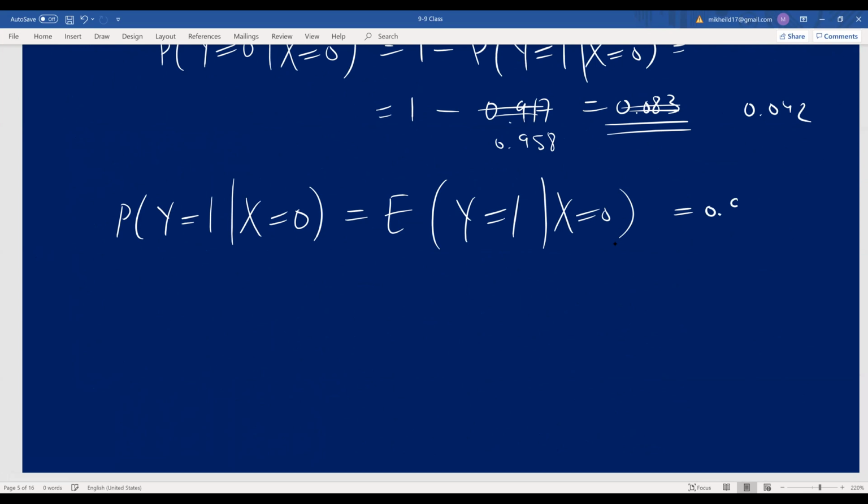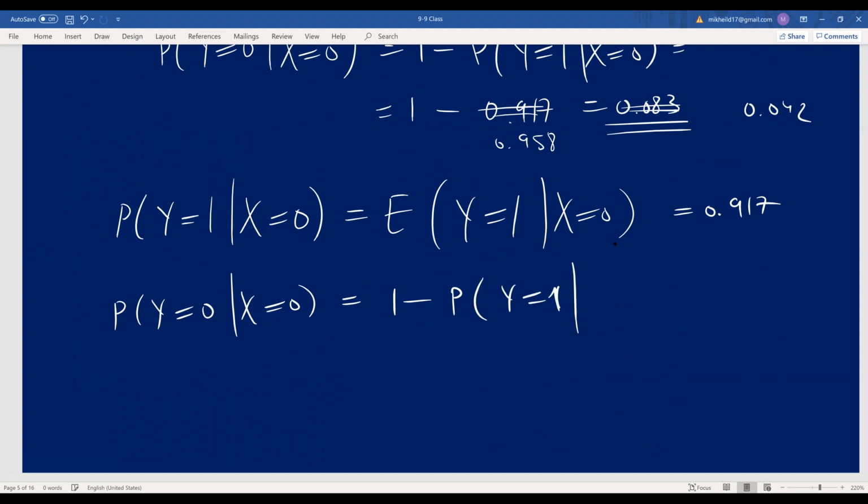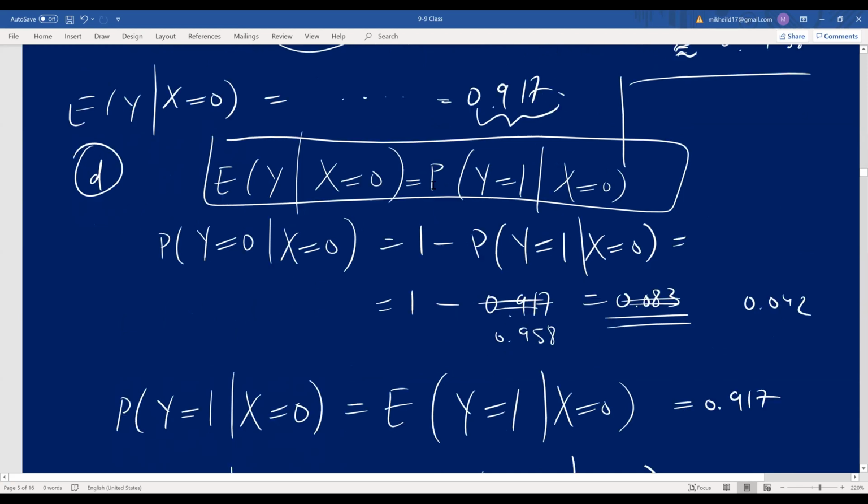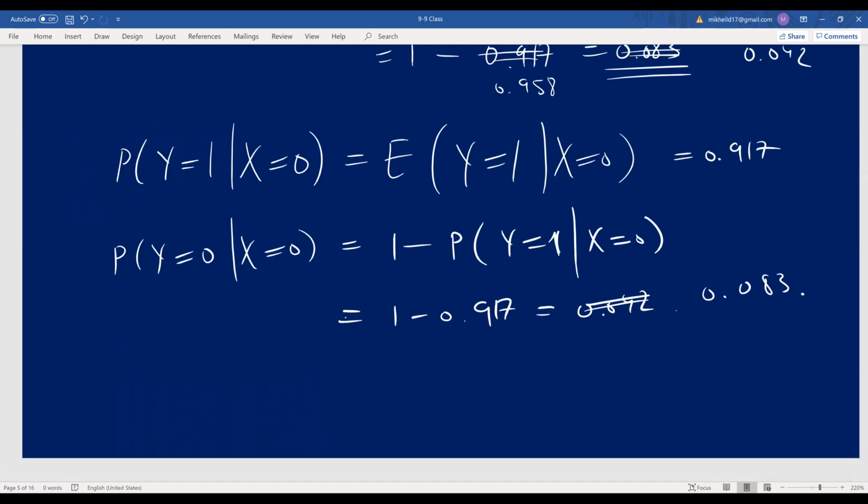This is 0.917, and then clearly the probability that y equals 0, conditional on x equals 0, is 1 minus the probability that y equals 1, conditional on x equals 0. That's 1 minus 0.917, and that's 0.083. Even though I gave you all the explanations in this part as well, think about this. This is really interesting. If you have any questions, let me know.